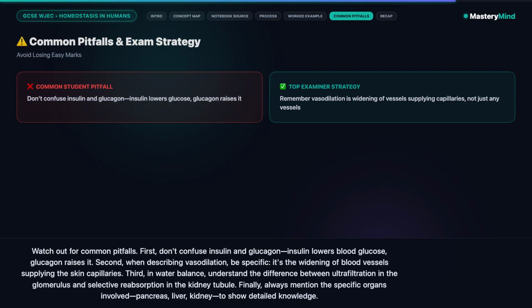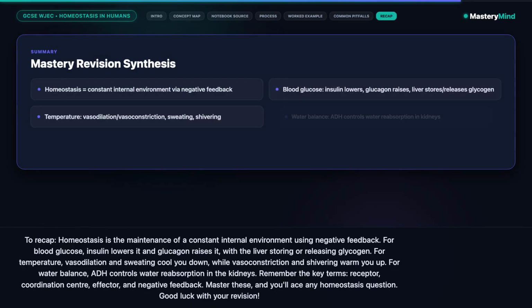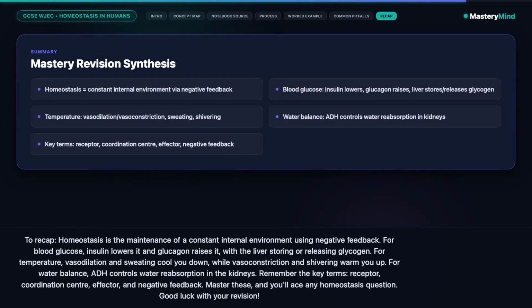To recap, homeostasis is the maintenance of a constant internal environment using negative feedback. For blood glucose, insulin lowers it and glucagon raises it, with the liver storing or releasing glycogen. For temperature, vasodilation and sweating cool you down, while vasoconstriction and shivering warm you up. For water balance, ADH controls water reabsorption in the kidneys. Remember the key terms: receptor, coordination center, effector, and negative feedback. Master these, and you'll ace any homeostasis question. Good luck with your revision.